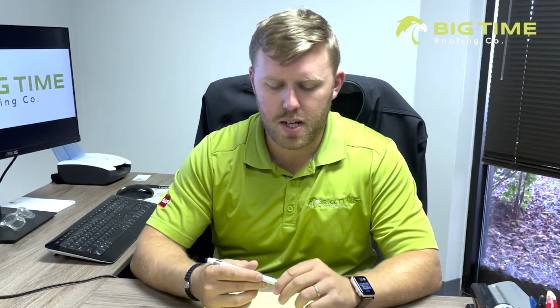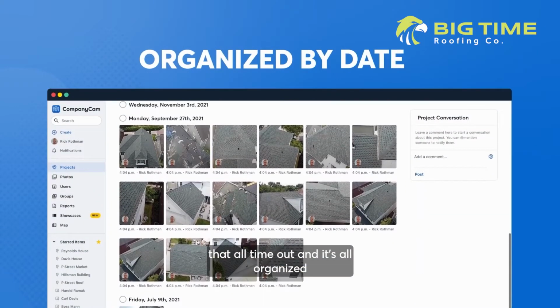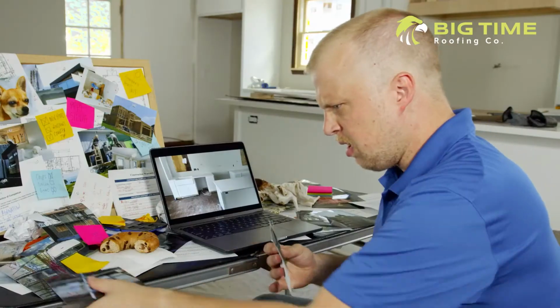So again, the first one is extreme documentation, right? So it allows for unlimited photos and videos. I mean, if you wanted to go out there and take 1,000 photos of a home, you could do that. If you wanted to go out there and take 15 minutes worth of video, you can do that. And it's not gonna take up all the memory on your phone. It's not gonna take up all the memory on your computer.